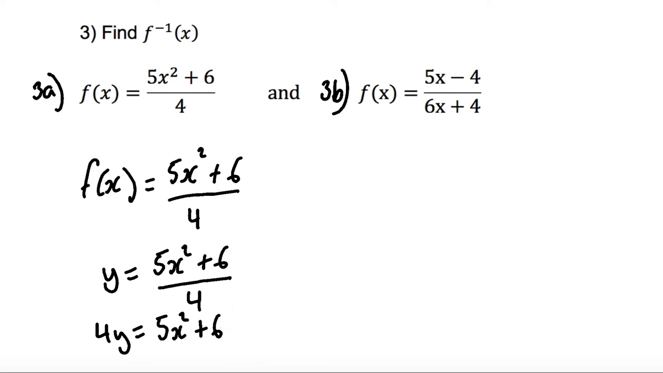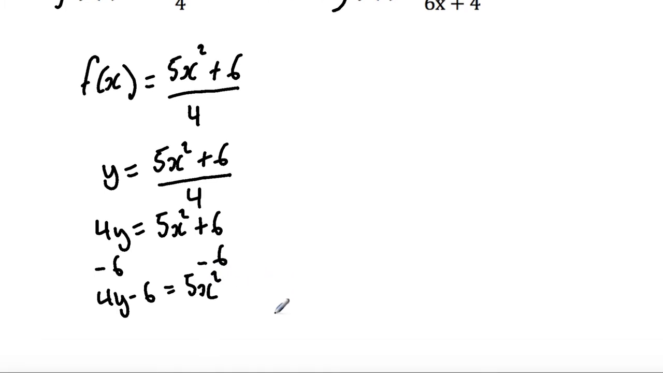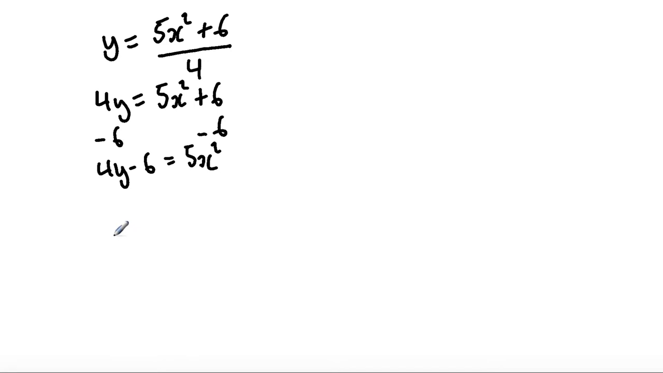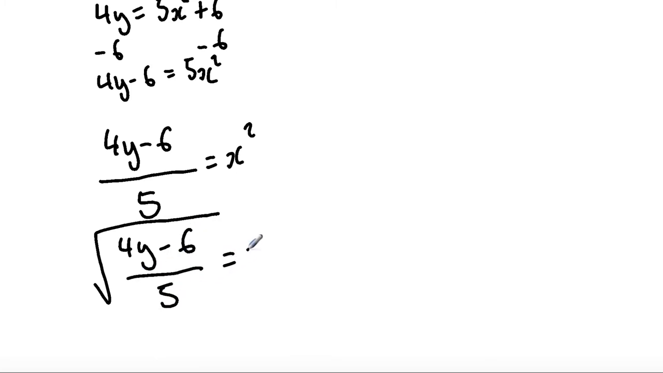Now I'm going to subtract 6 from both sides. So we have minus 6 over here, minus 6 over here. 4y minus 6 is equal to 5x squared. And then I'm going to divide both sides by 5. So we should have 4y minus 6 over 5 is equal to x squared. And then I'm going to take the square root from both sides. So we should have the square root of 4y minus 6 over 5 is equal to x.